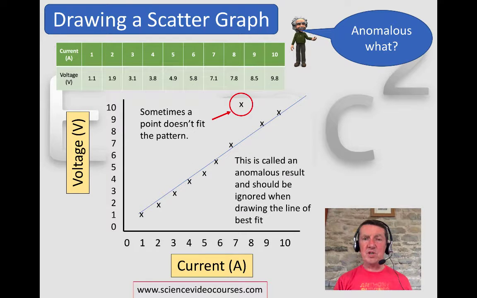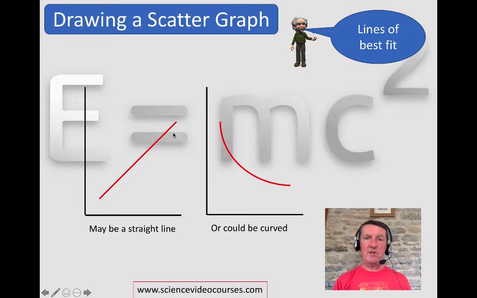Now sometimes, and I've done this deliberately here, we get a point that is well off the other data points. So sometimes a point doesn't fit the pattern. What we call this is an anomalous result, and when we're drawing a line of best fit we completely ignore it. We're not interested. It's anomalous. Bye bye. Now on the previous one we saw the line of best fit went that way. This one is going that way, so it can be a straight line, or it can be curved. It could go that way, or it could go that way. There are different sorts of lines of best fit depending on the data you're using. So don't be afraid to use a curved line as well as a straight one.